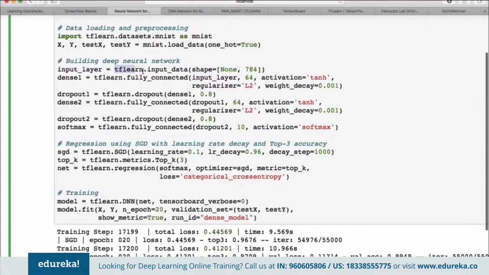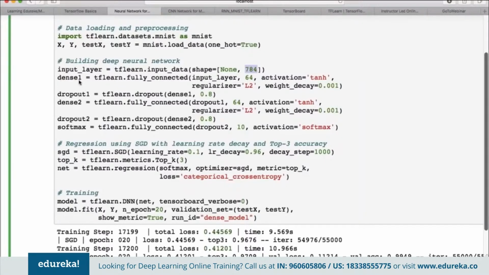So we'll be doing it with tflearn.input_data, that's the syntax, and shape equal to None and 784. Why None? We are not specifying how many examples we're going to use. But 784 is the number of pixels in the image, because the image is 28 by 28, and if you multiply these two, it comes to around 784. And the channel is 1, because all the images are black and white.